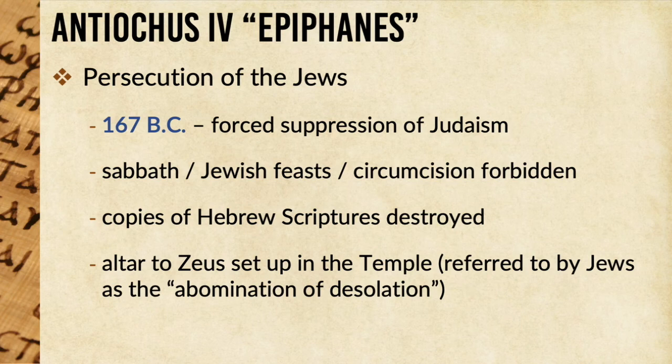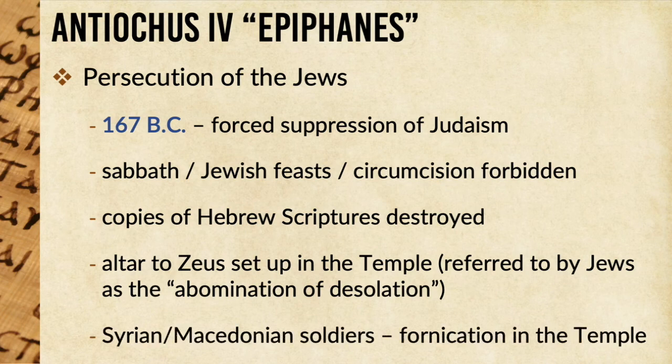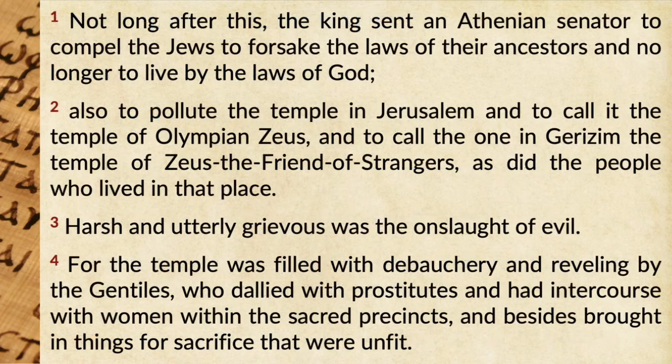As if that weren't enough, Syrian and Macedonian soldiers committed fornication in the temple, violating God's law there in the temple. In addition to all of that, smaller altars are set up throughout the land in the villages to enforce the worship of Greek gods. It's not just in Jerusalem, it's everywhere where the Jews are living. Let's read again. This is another passage. This is also from the book of 2 Maccabees, chapter 6. We're going to read verses 1 through 11.